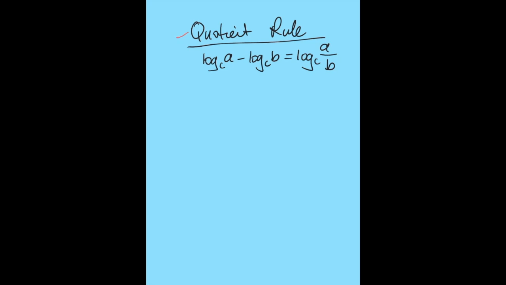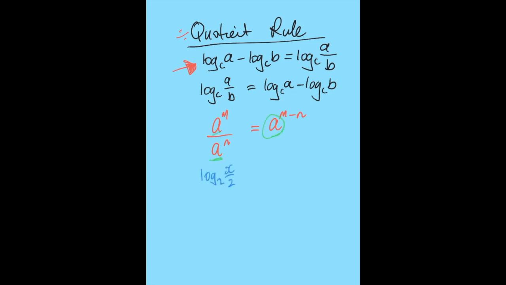For the quotient rule, and quotient just means the answer from division, you will see in your formula book the rule is written like this. Now let's switch that around. So this relates to your exponent rule where you have a to the power of m over a to the power of n is equal to a to the m minus n. Now remember again, this is only working if you've got the same base. Let's look at log to the base 2 of x over 2.